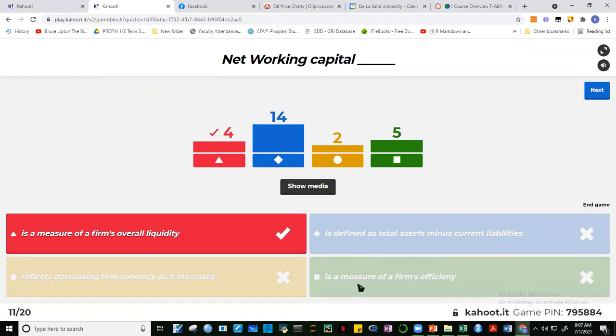It's not a measure of a firm's efficiency, no? Kasi yung efficiency niya, it's a measure of yung asset management ng company. Hindi rin solvency, yung ability of the firm to pay its obligations, no? It's actually a measure of the firm's overall liquidity. Okay, so yung net working capital, no? It's current assets minus current liabilities, or it's a measure of overall liquidity. So kung current assets, it would have been the more correct answer, no? Okay, so 4 of you got it.